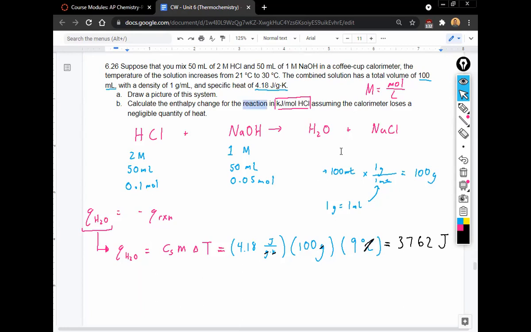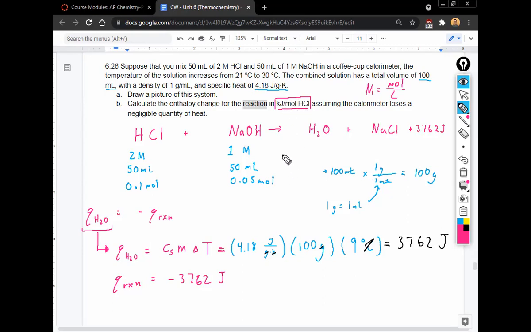Okay, so that means the water absorbed 3,762 joules from the reaction, which means how much energy did the reaction release? Yeah, the same thing, but negative, which means that the Q of the reaction, the energy released by the reaction, is negative 3762 joules. Okay, so energy was a product in this reaction. This reaction released 3,762 joules.